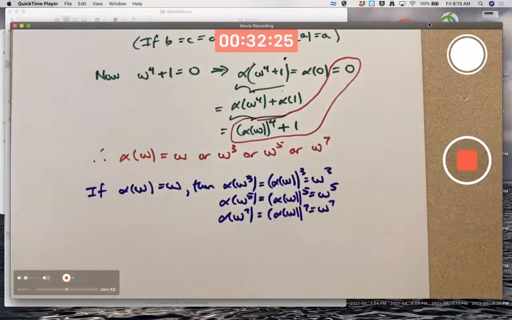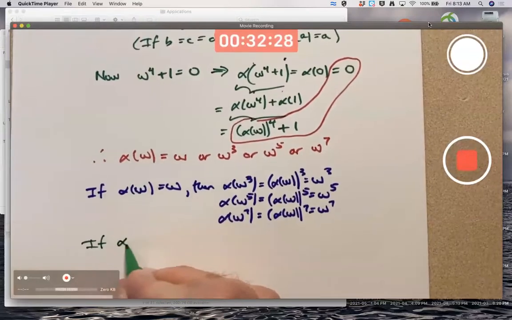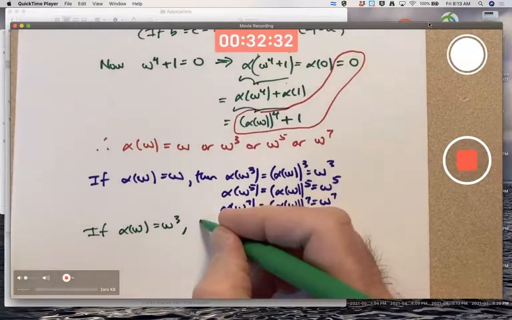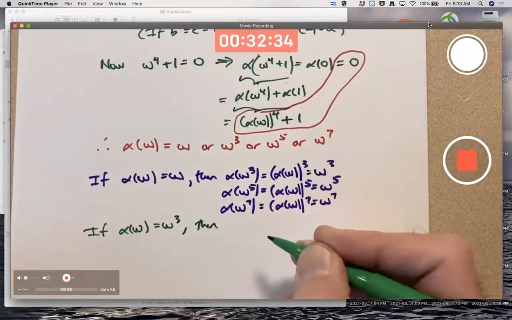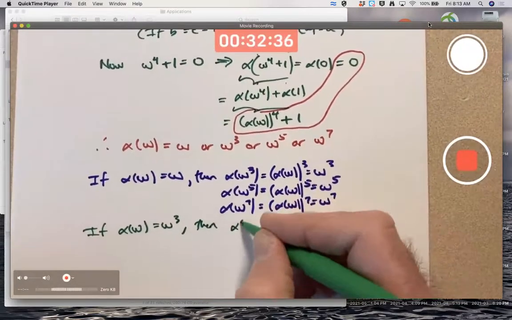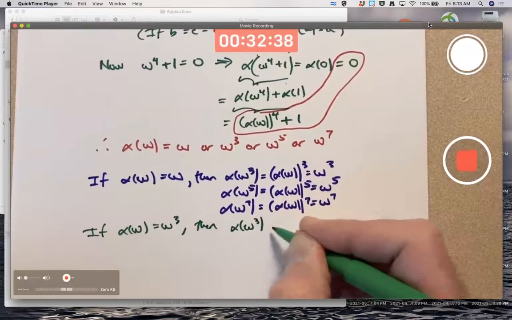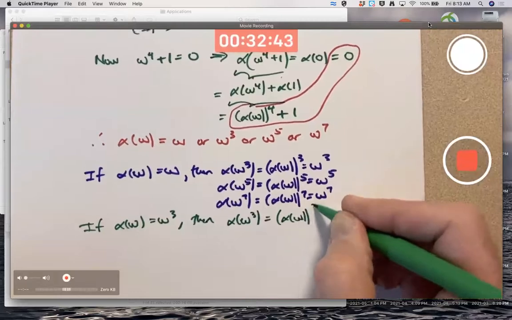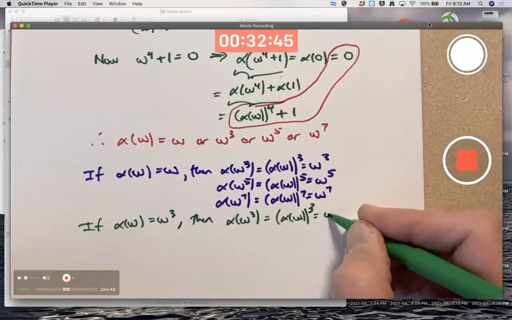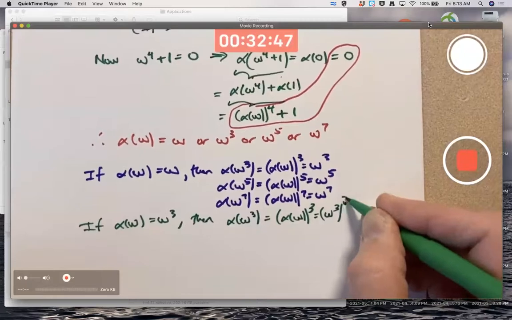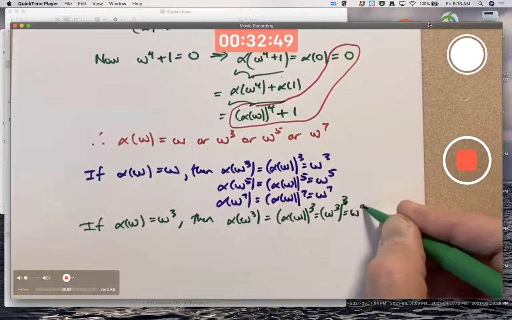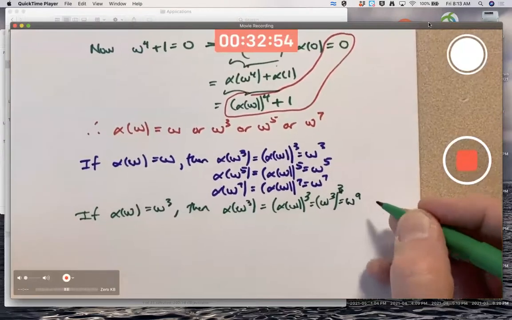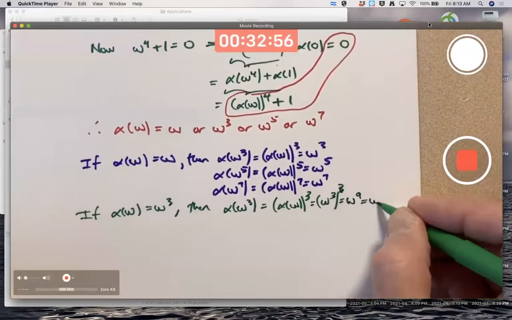If alpha of omega equals omega cubed, the other things are still completely determined. Alpha of omega cubed would then be alpha of omega quantity cubed, which would be omega cubed cubed, omega to the 9th. Remember, the powers of omega form a cyclic group of order 8 here, so this is the same as omega.